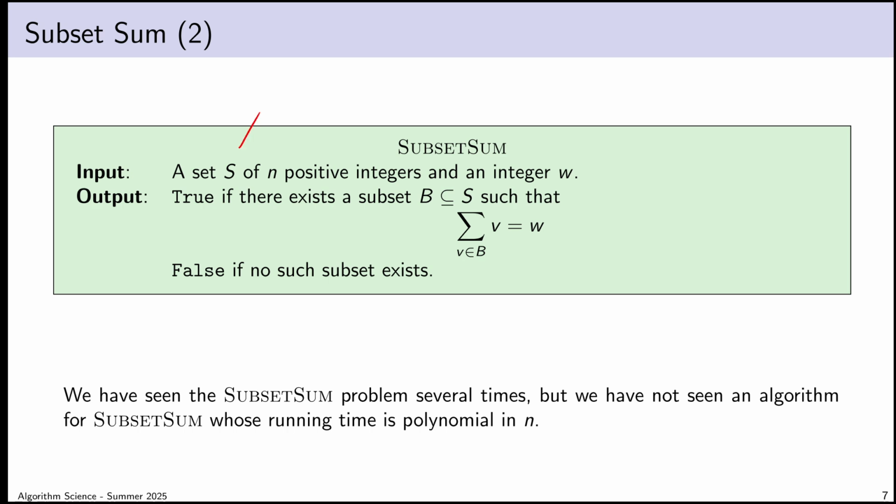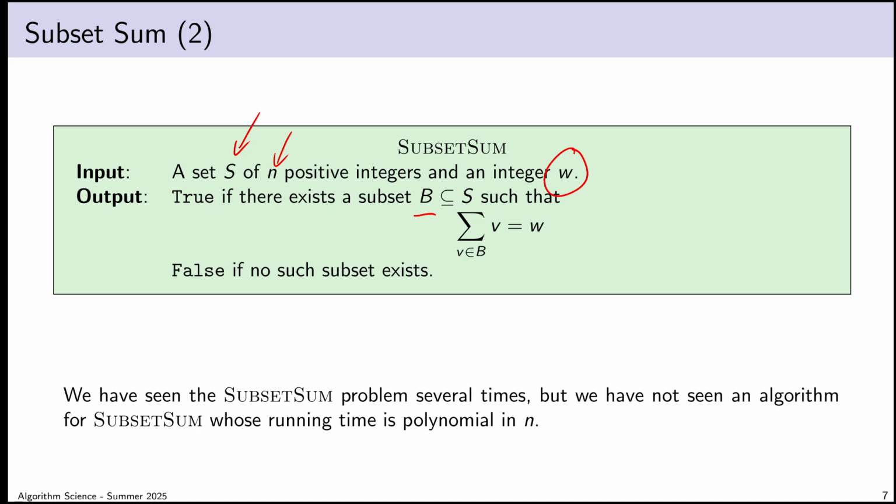Okay, so subset sum is where I give you a set S of n positive integers and one extra value, a goal sum W, and I just want you to answer the yes or no question. Is there a subset B of S such that the elements of B add up to W? Yes or no? Even if one exists, you don't have to give me one, just tell me whether one exists.